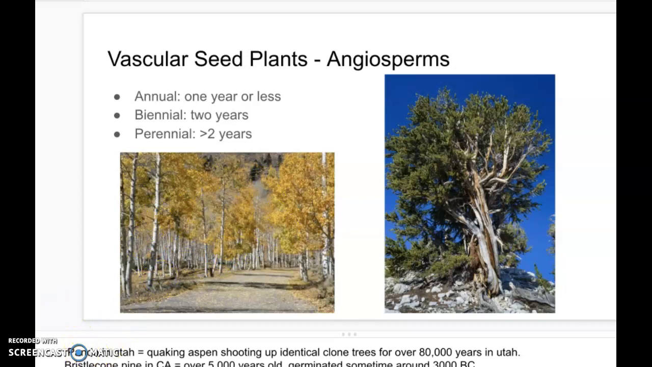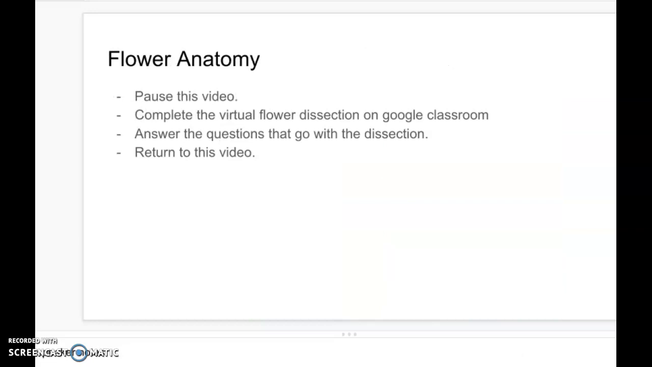The oldest known tree is this bristlecone pine, and it's over 5,000 years old. That means that it germinated at around 3000 BC, and that's pretty crazy. The location of that tree is kept secret. Right now, I need you to pause this video and go do your flower anatomy and come back in a moment, because you will need that information in order to continue with the reproduction of plants. Make sure you pause the video.